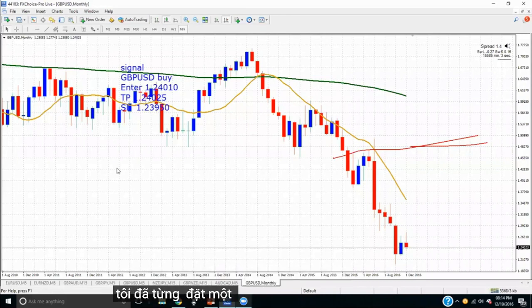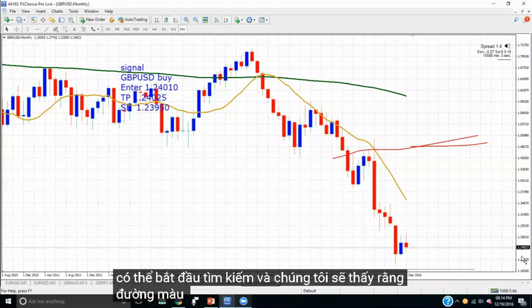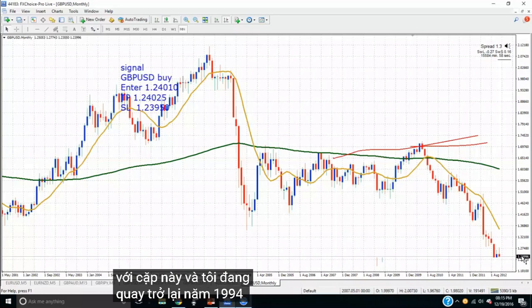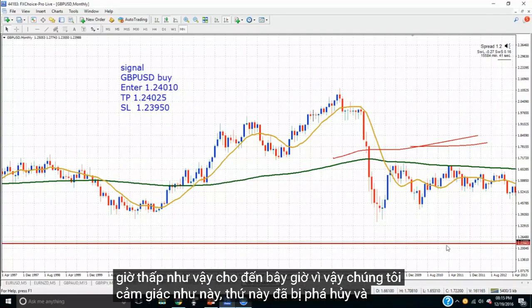I'm going to put a marker right here, and we can start looking. And we'll see that this red line is where price went to with this pair. And I'm all the way back to 1994. So this price has never been this low till now. So we kind of feel like, hey, this thing has tanked.